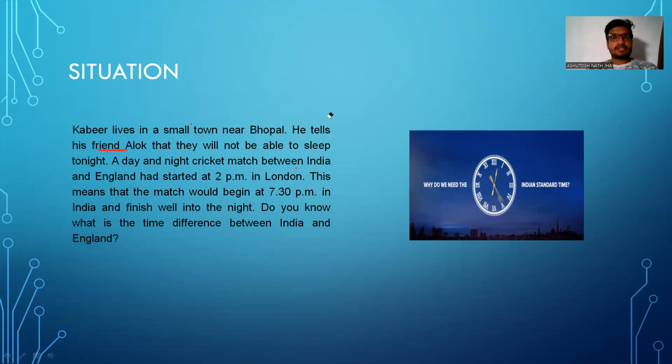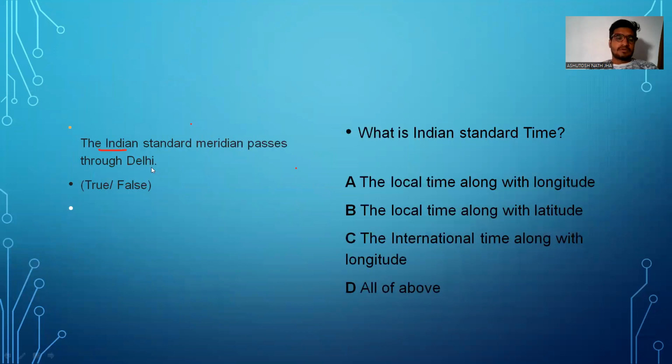6 p.m. Okay, students. Now I have one question. The Indian Standard Meridian passes through Delhi. Is this statement true or false? What do you say? Yes, student. Very good. This statement is false because the Indian Standard Meridian passes through Allahabad in UP, not Delhi. Very good, student.